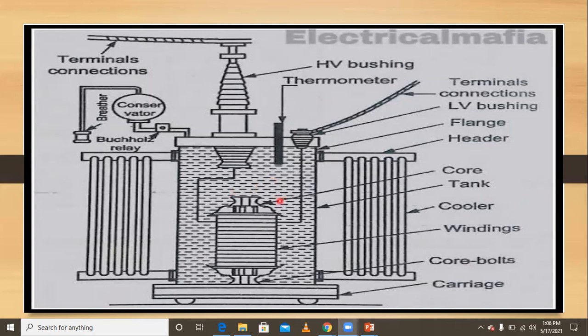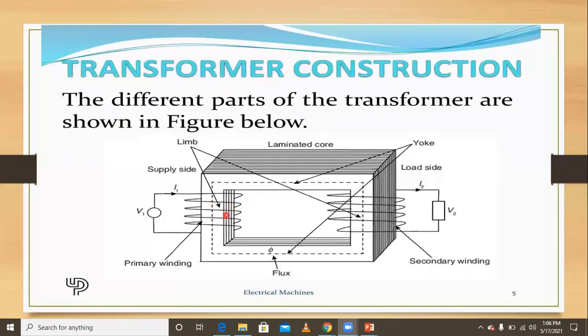For example, if the transformer is operating throughout the day, that means 24 hours, there must be losses. Because of those losses, heat is developed. The transformer winding has some resistance, called resistance R. Am I right or not?